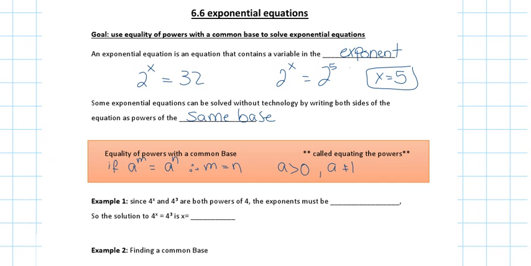Now, since 4 to the power of x and 4 to the power of 3 are both powers of 4, the exponent must be equal, right? This is just an example here. So if I have 4 to the power of x equals 4 to the power of 3, that means x is equal to 3.